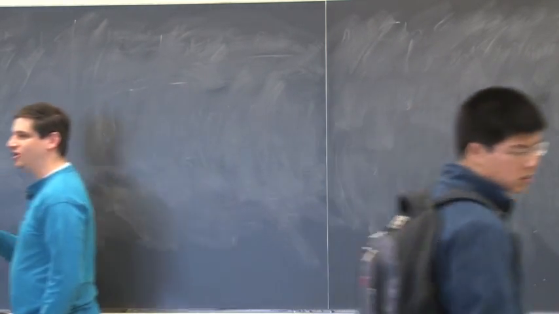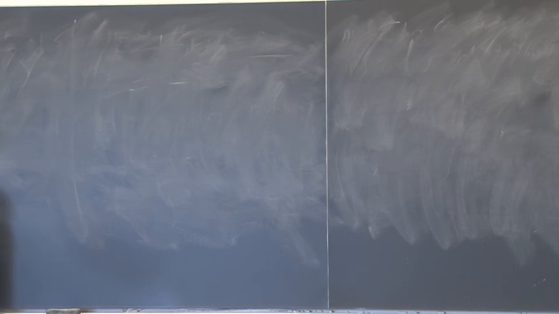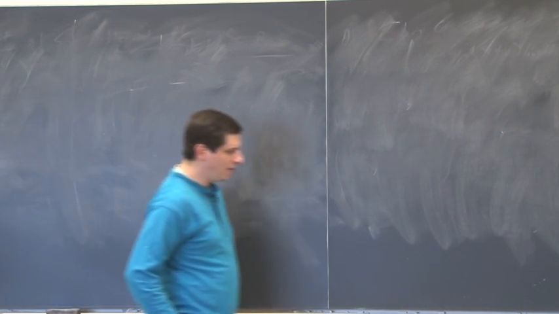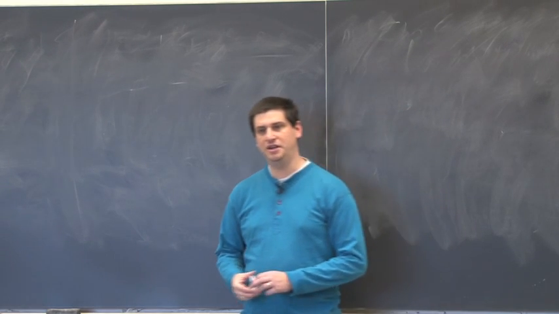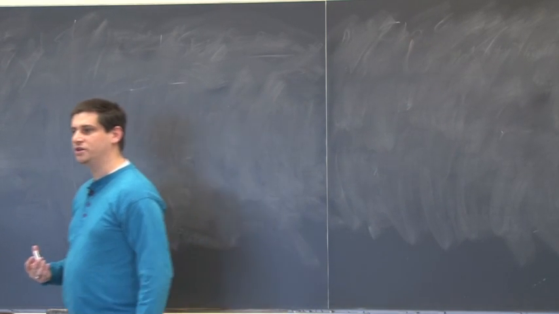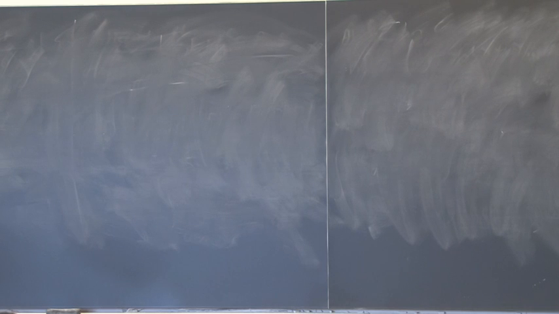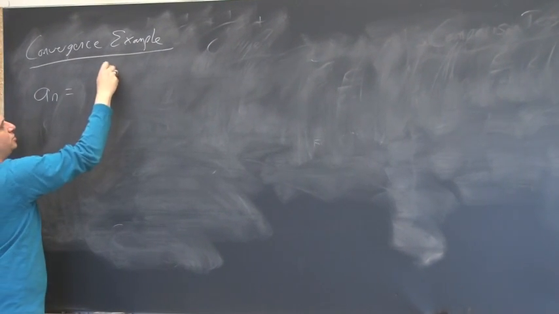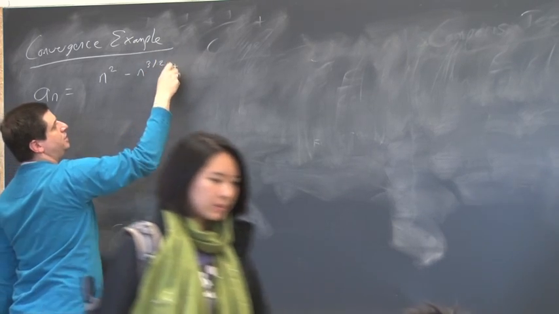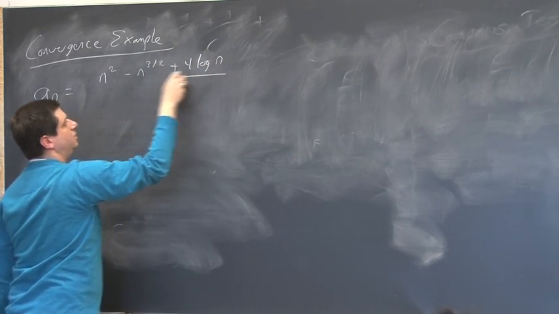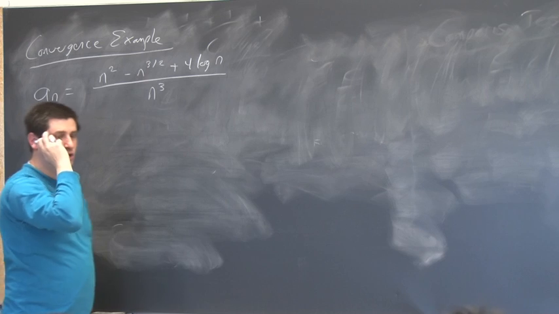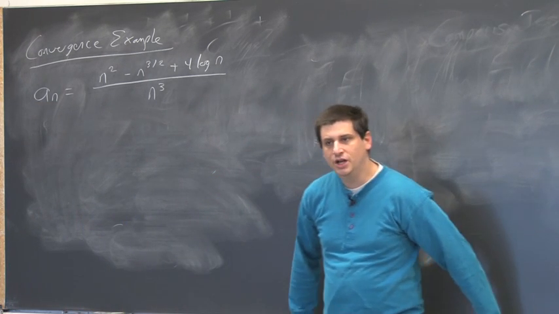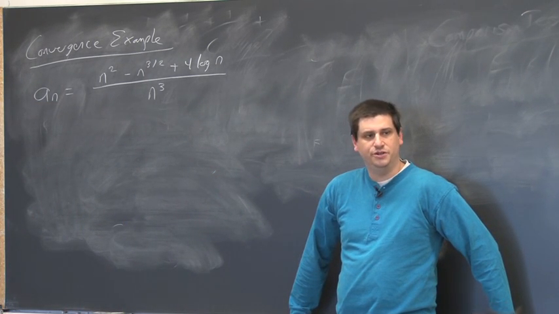Okay, so the goal today is to talk a little bit about sequences and series, to talk about some convergence problems, to talk about how can we determine when something converges, and then an even harder problem, how can we determine what it converges to. So the first is an example. Let's let a_n be n squared minus n to the 3 halves plus 4 log of n, over n cubed.